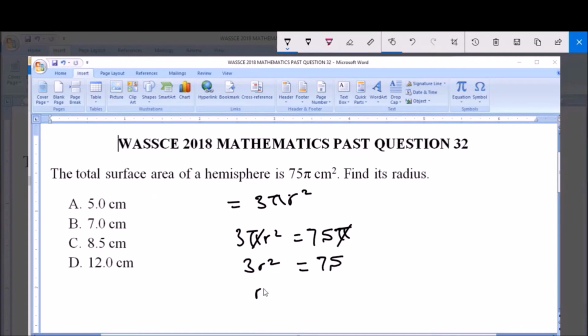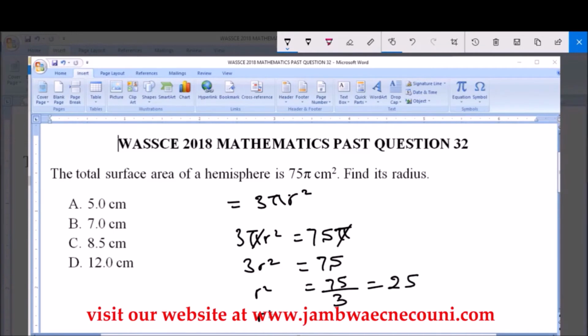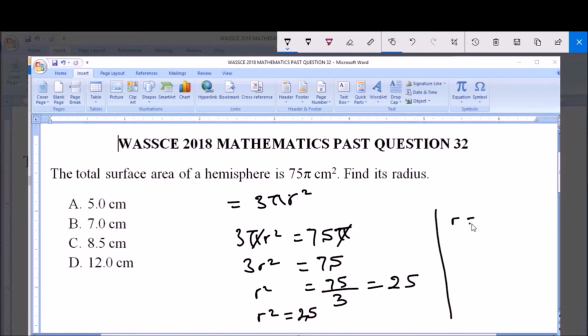Now from here I can see r square is equal to 75 all over 3, and this is equal to 25, meaning that r square is equal to 25. Now from here we can see r is equal to the square root of 25, and therefore r is equal to 5 centimeter, and this is option A. So this is the answer to this question, that is the radius of this hemisphere is 5 centimeter.